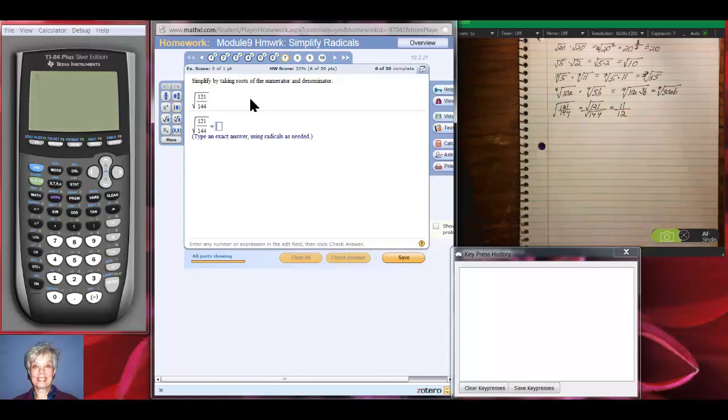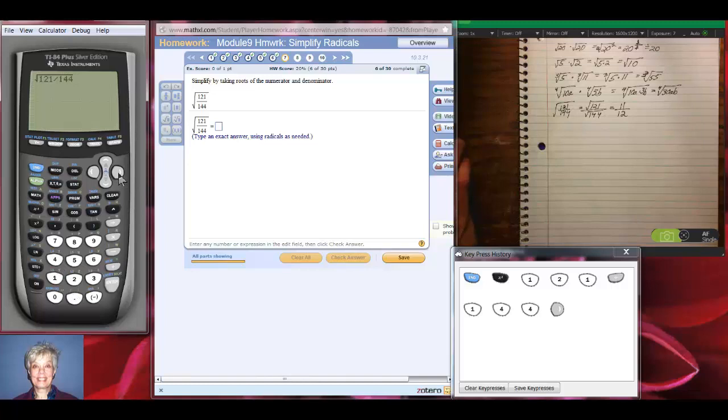Suppose you don't know that. All right, let's put it in the calculator. Take the square root of 121. Now, if you're using a TI-83, you're going to have to put this in parentheses, but we don't need to on a TI-84. But I do have to hit the right arrow key, or I will be sunk. Okay, I'm going to say enter.